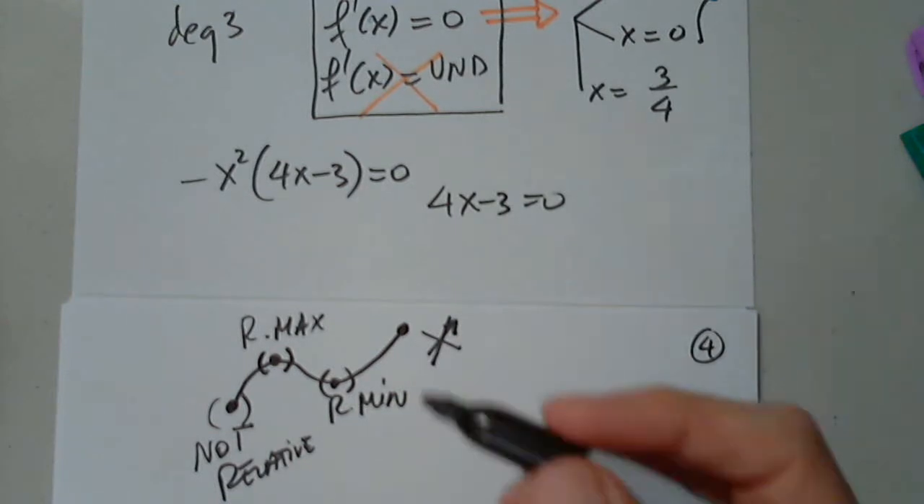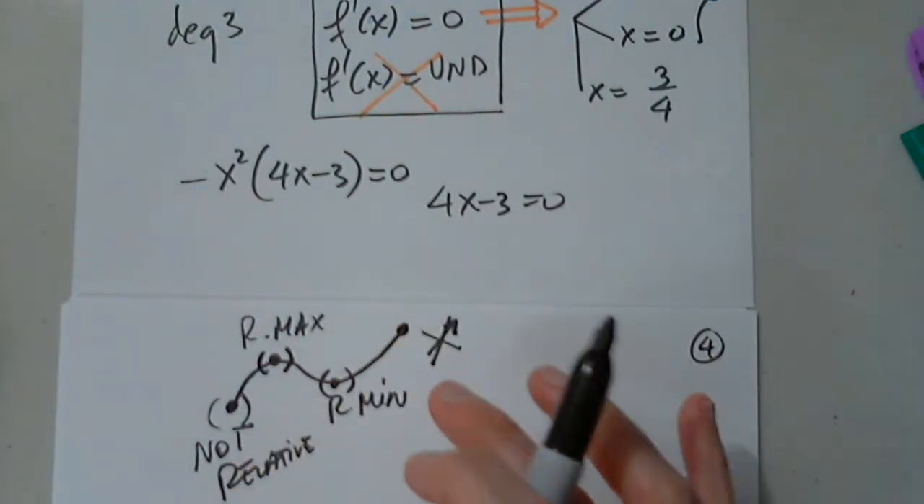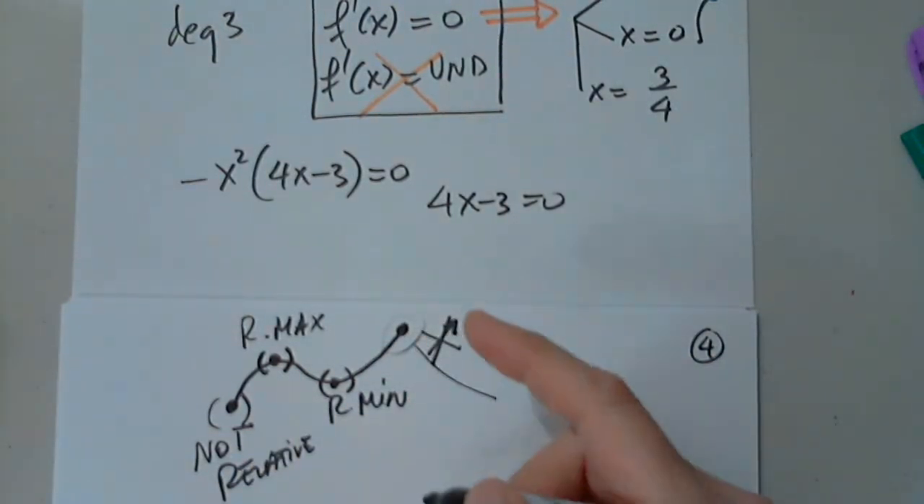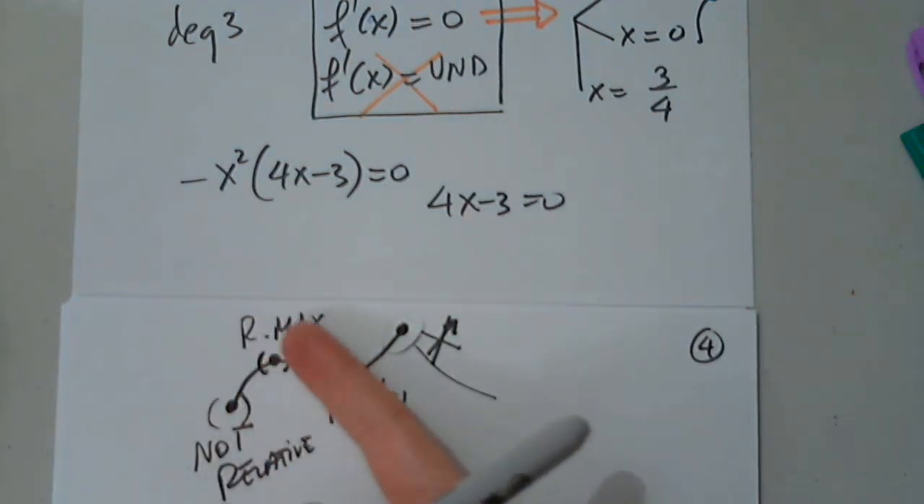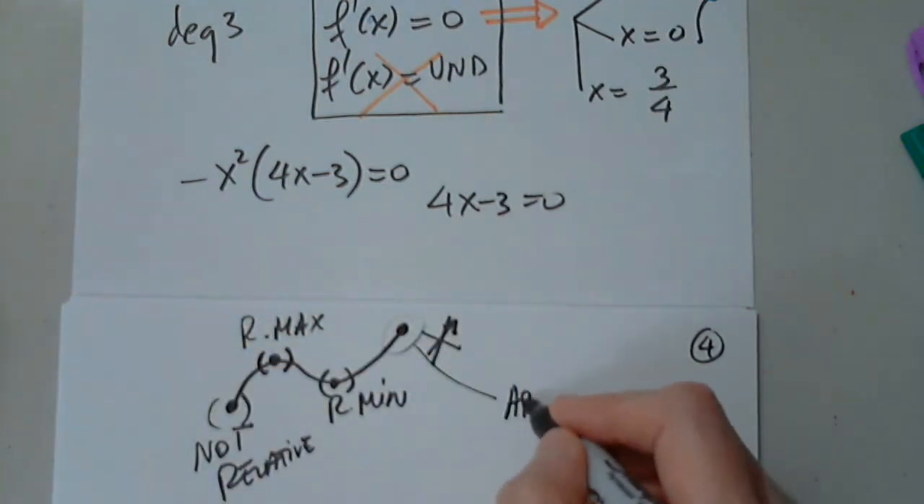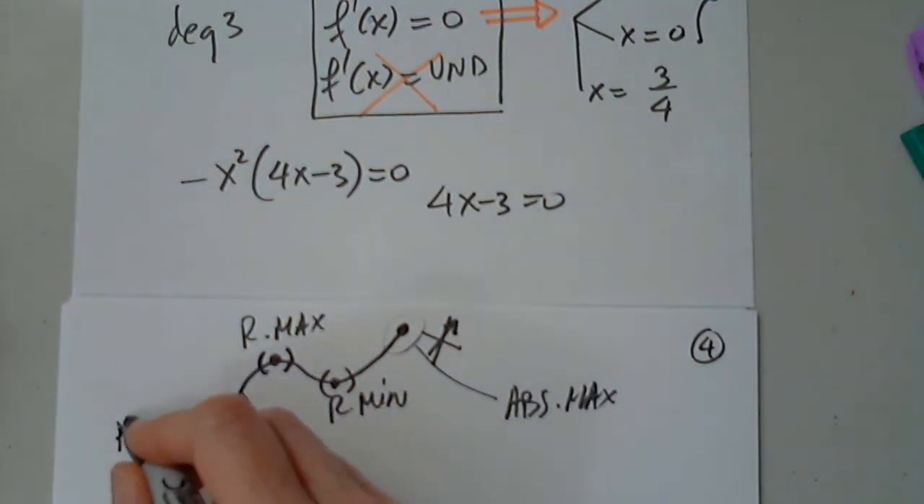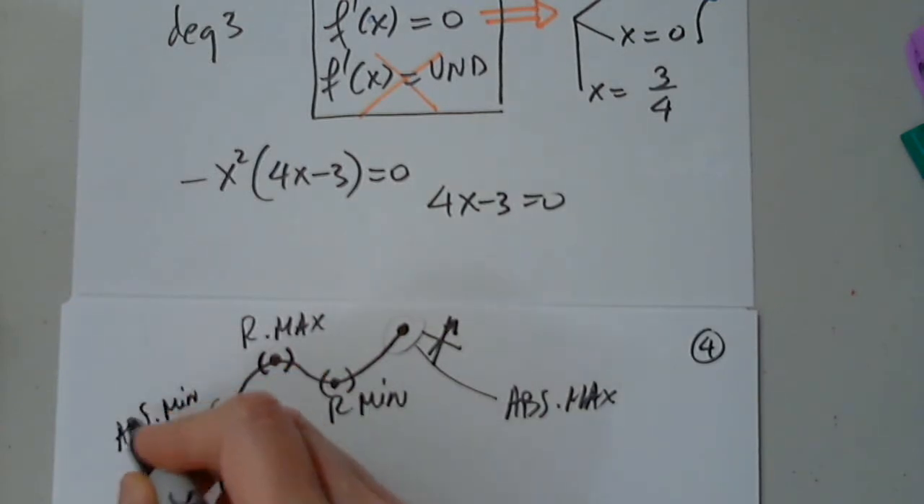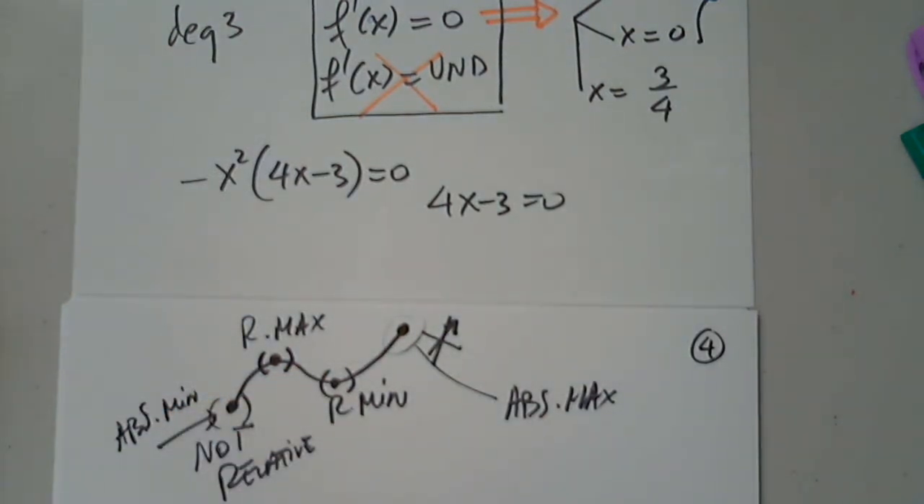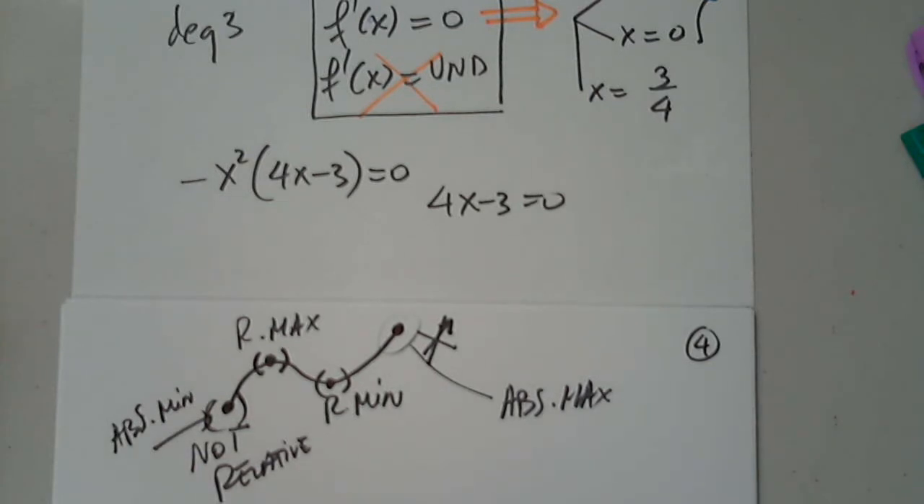But here, this and this, in my example, cannot be relative. Since this is the absolute largest, I'm going to say absolute max. Since this is the absolute minimum, I'm just going to say this is the absolute min. So please remember: no relative or local at the endpoints of the interval, because the function does not exist on this side. Same thing here, never relative.